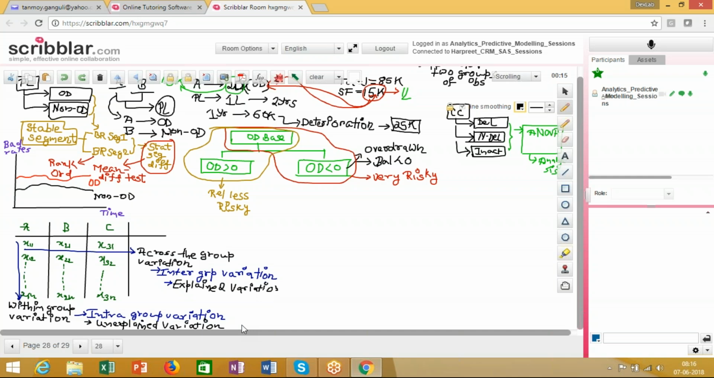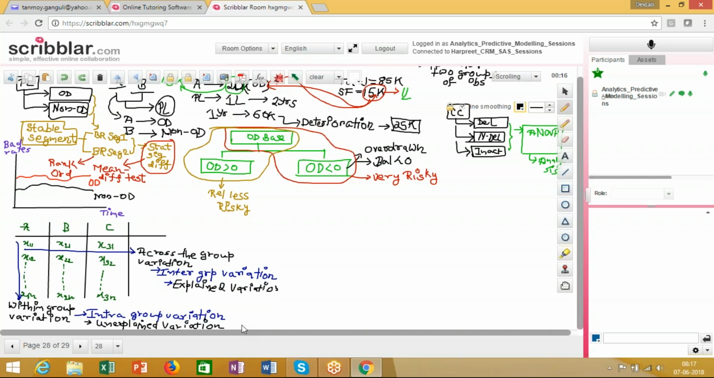So there would be a within the group variation, and then what we would also see over here is the across the group variation and so on. Now what we would like to do over here is the following. When I talk about the across the group variation and within the group variation, what I have is explained variation, unexplained variation, and so on.